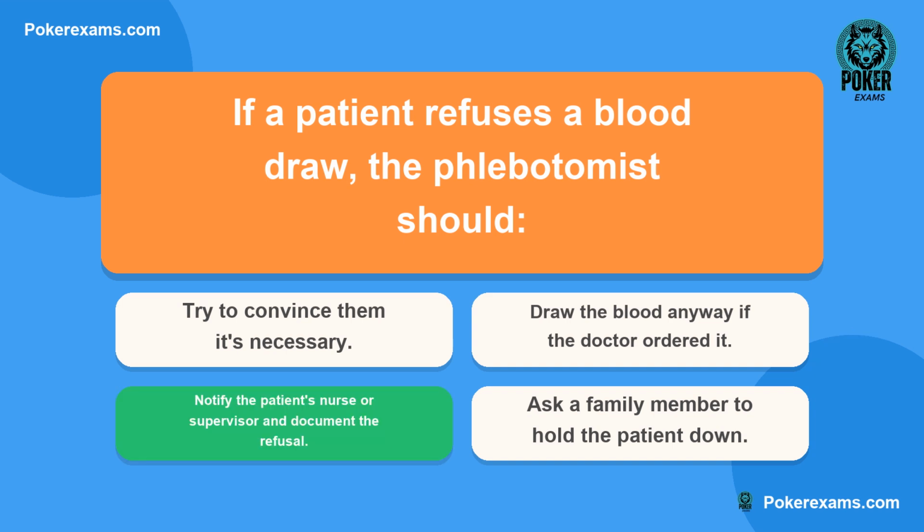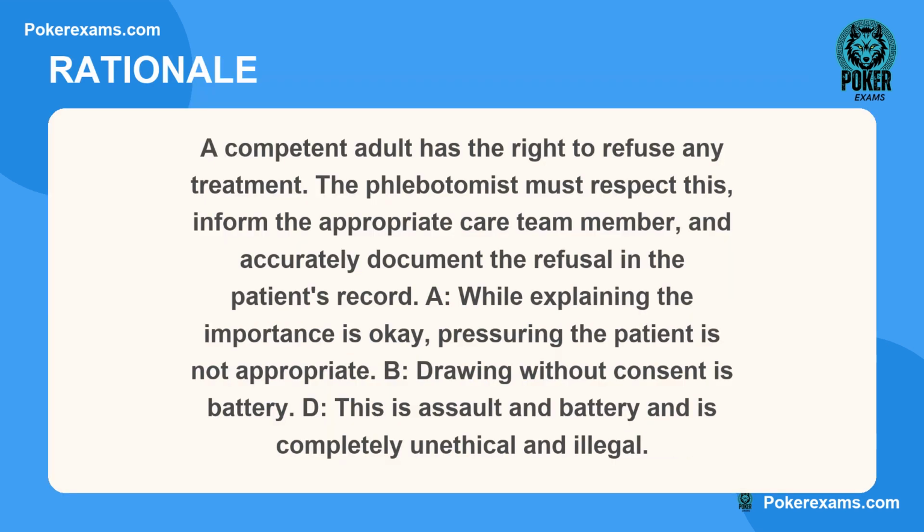The correct answer is C. Here is why. A competent adult has the right to refuse any treatment. The phlebotomist must respect this, inform the appropriate care team member, and accurately document the refusal in the patient's record.